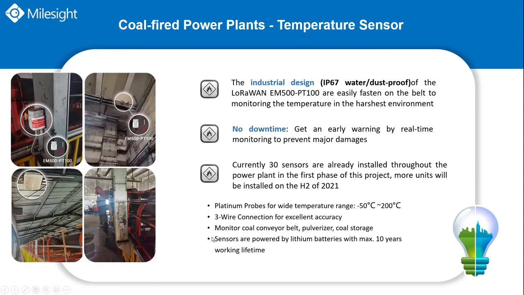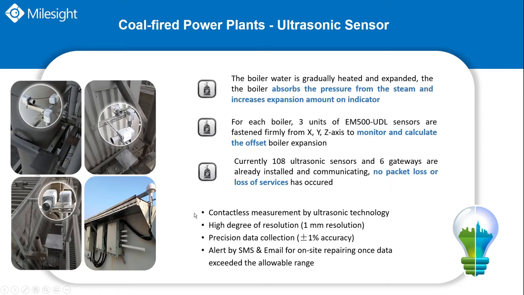And also in another smart power plant project, the customer first adopted around 100 ultrasonic sensors. The picture you see here is a monitoring point at one of these boilers. Three units calculate the expansion of the boiler from the XYZ three axes. It's about 12 floors up from the ground, very high. So it's very troublesome to calculate manually, and this keeps the user updated about the boiler's expansion in real time.